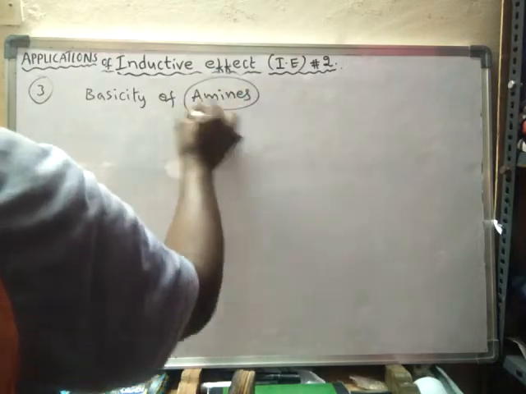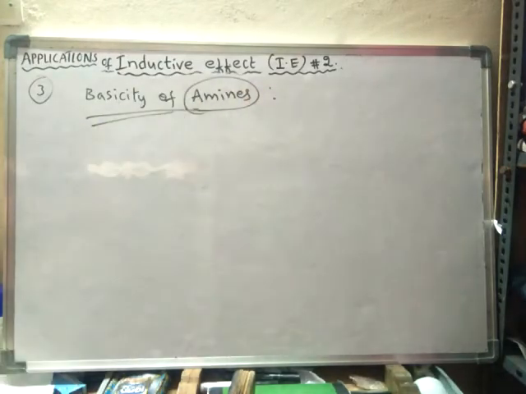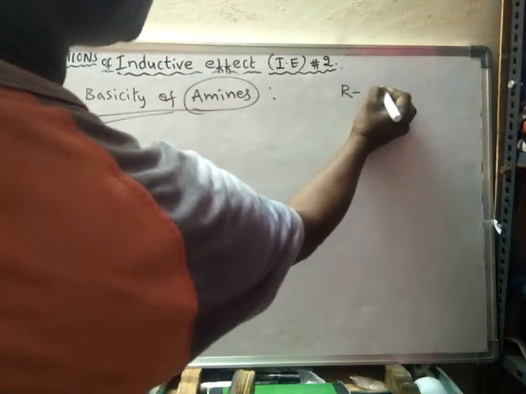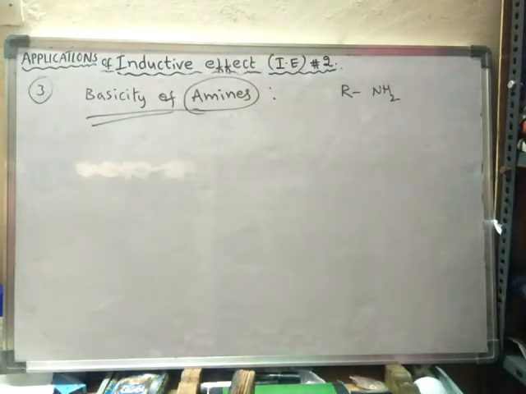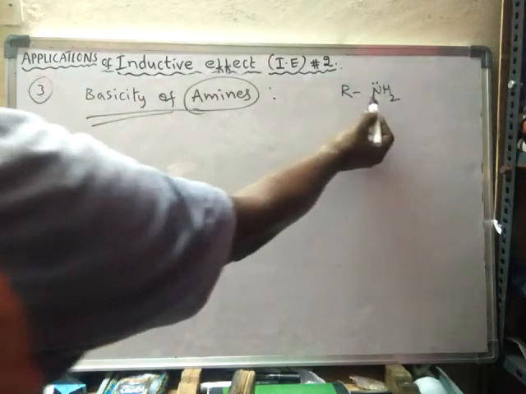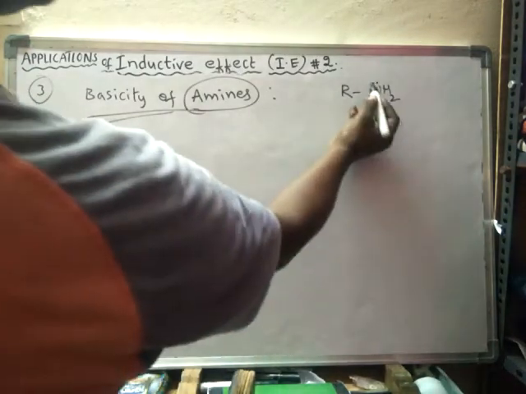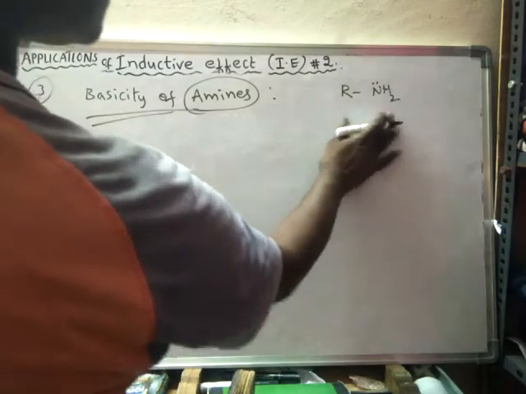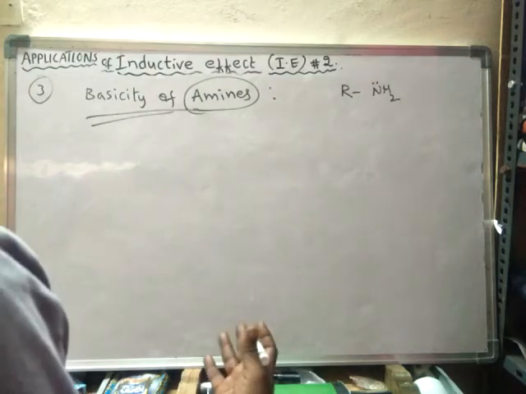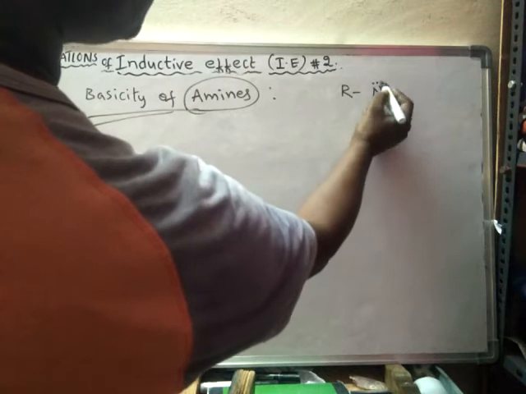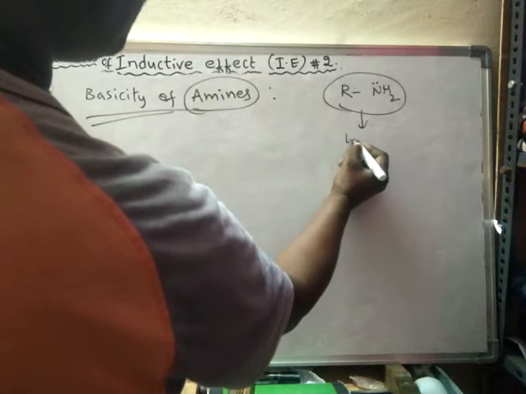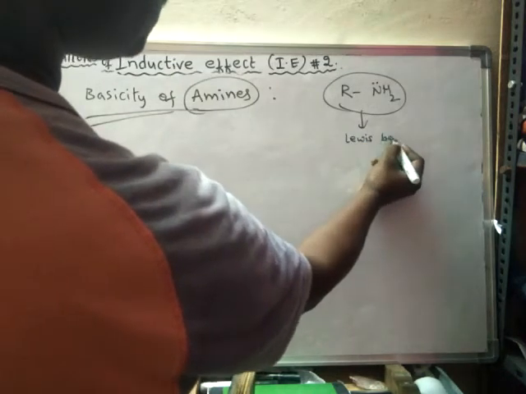Basicity of amines. What are amines? See, generally organic bases are Lewis bases. Amines means RNH2 group. Here on nitrogen there is a lone pair of electrons. Due to the presence of the lone pair on the nitrogen, nitrogen can act as a Lewis base because it can donate the electron pair to any other atom or any other group. So due to the presence of the lone pair on the nitrogen atom, amines are said to be Lewis bases.